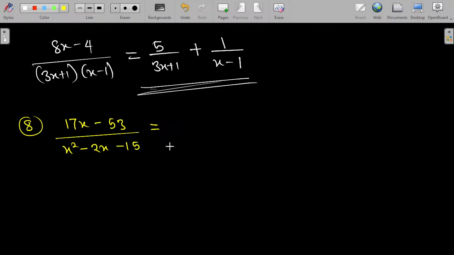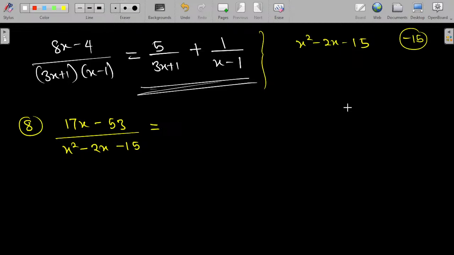Yes, we should. Like I said, you can see the denominator is quadratic, so we would need to resolve it into linear factors. So let me bring it up here. We have x squared minus 2x minus 15. Here your c is minus 15 and your a is 1. If you multiply the two, you still have minus 15. So we are looking for two numbers that their product will be minus 15 and their sum will be minus 2. And what are they?